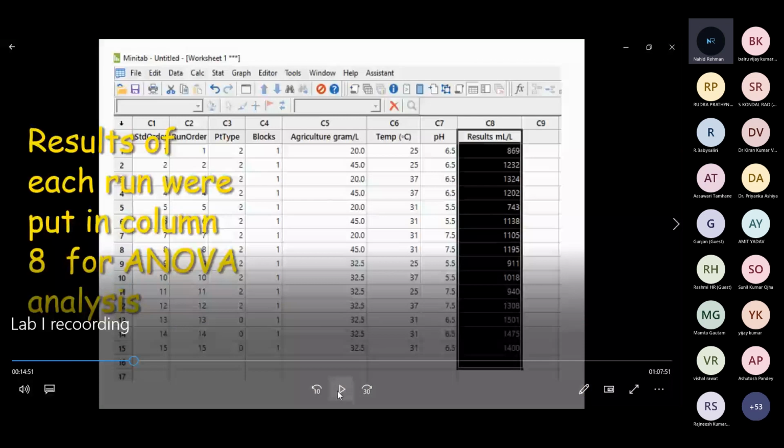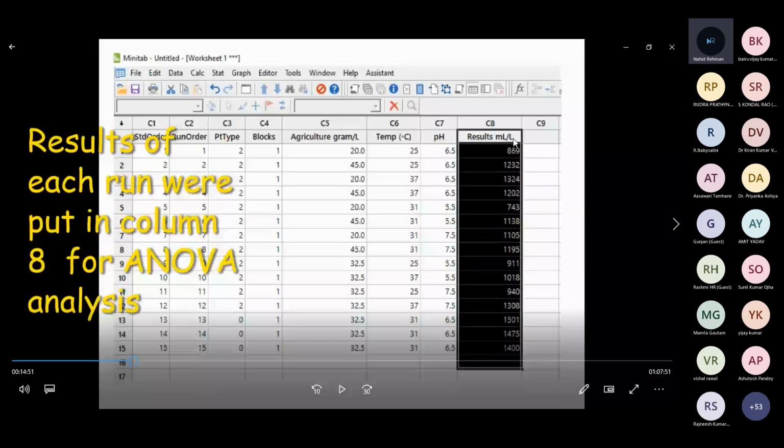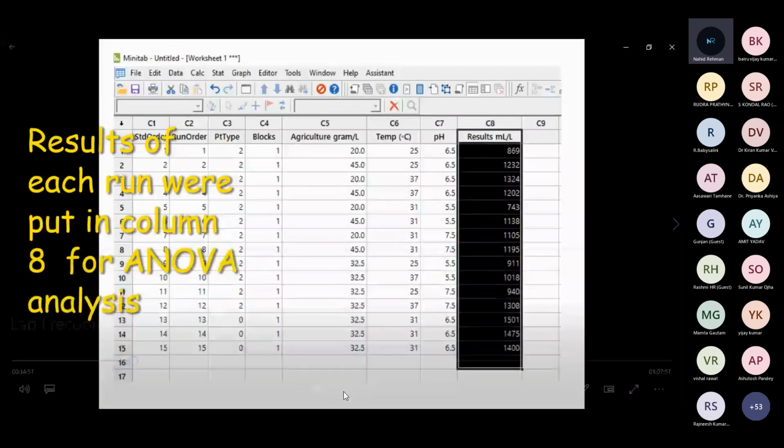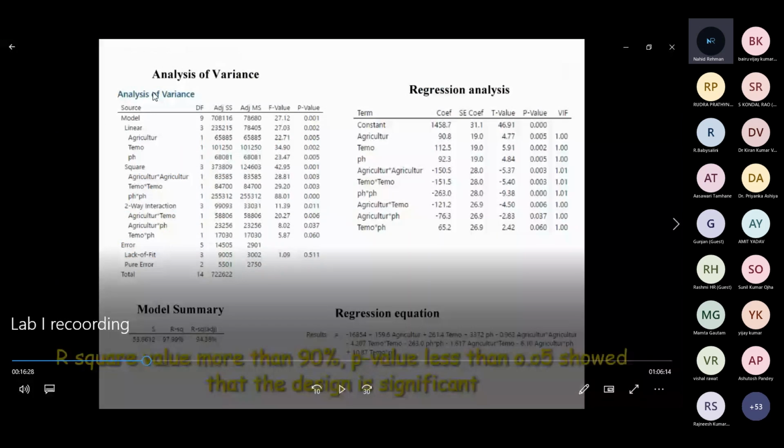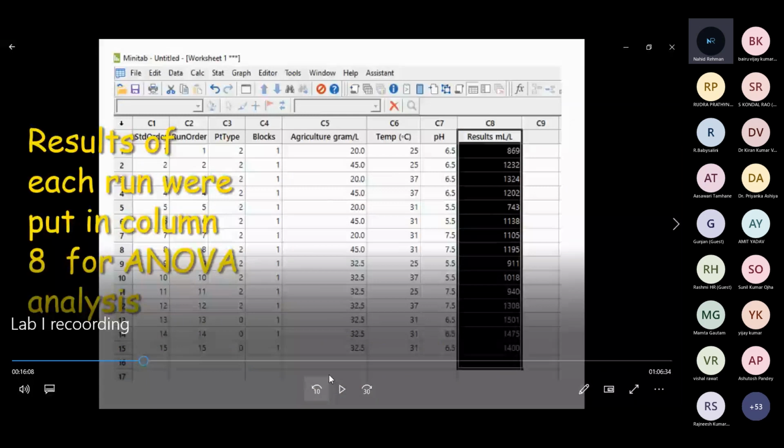Here you see that this is the chart which we generated through the RSM. So whatever result you are getting, you are putting it over here, and that is in terms of ml of hydrogen per liter. So it is being converted. So later on after that you see, okay, yes. And after that you see that the ANOVA analysis will give you some results.